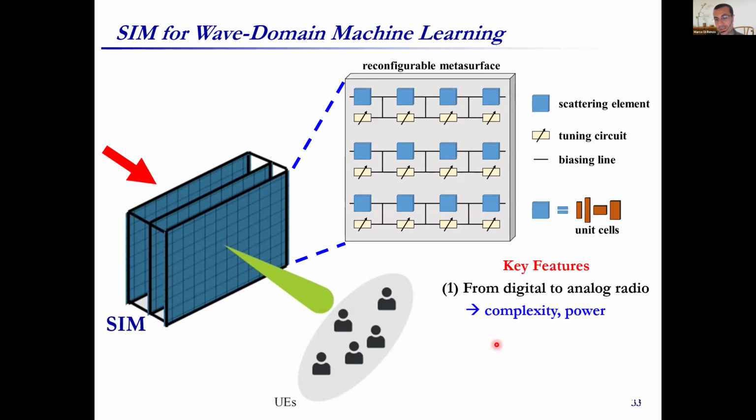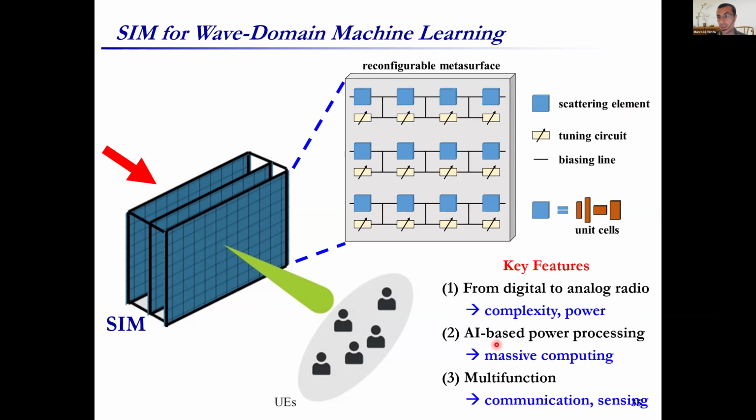And so the key features are that we do everything in the wave domain, so we can reduce complexity and reduce the power consumption. We can enjoy the massive computing and inference capabilities of machine learning thanks to the multi-layer structure. And this could be a multifunction platform because thanks to the multiple layers, we can do much more than just reflecting signals, as I will show you in the next few slides. And we could also put together different functions, communication, sensing, and others.